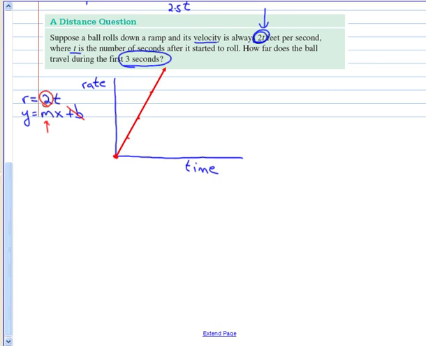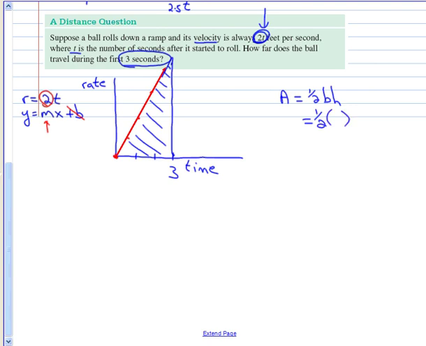And we want to continue this for 3 seconds. 1, 2, 3. If I connect my 3, the area under the curve should give us distance traveled, if it works just like the last time. Well, what's my shape? My shape's a triangle. How do we get the area of a triangle? The area of a triangle is 1/2 base times height. So let's figure out the area of that triangle.